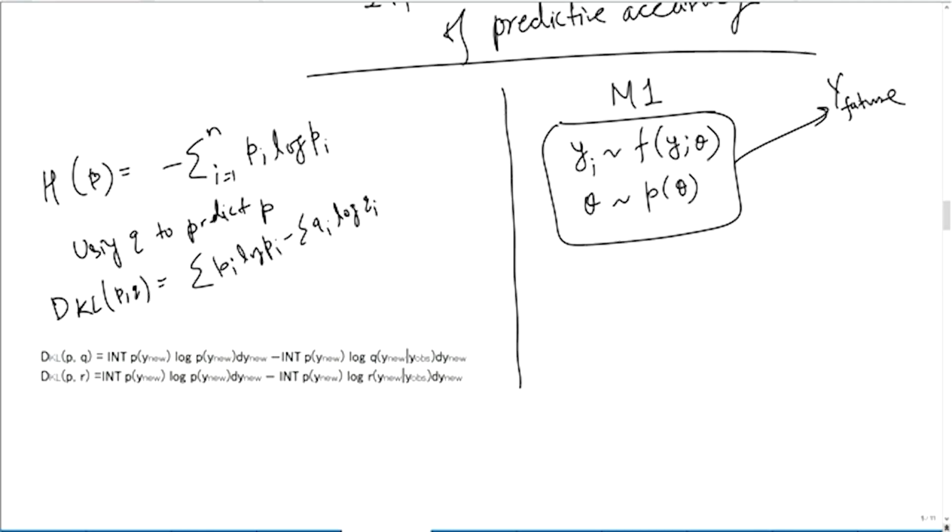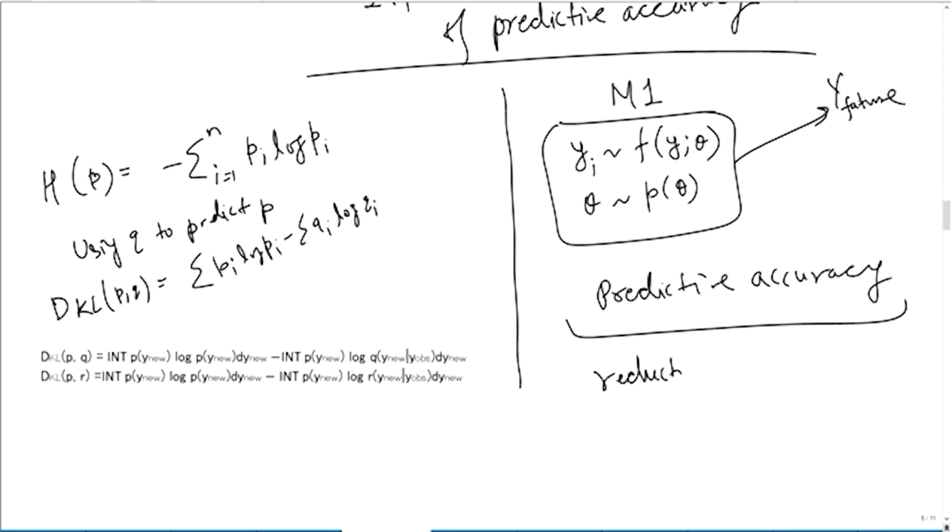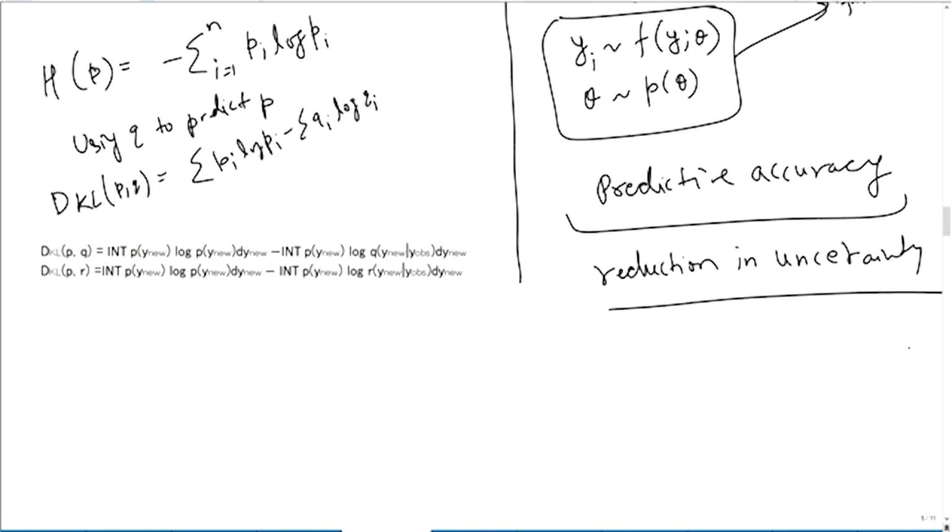Okay, so it starts with a simple assumption that predictive accuracy is actually reduction in uncertainty. So predictive accuracy is actually reduction in uncertainty. Okay, what does this mean? This means how much uncertainty is reduced by learning an outcome.